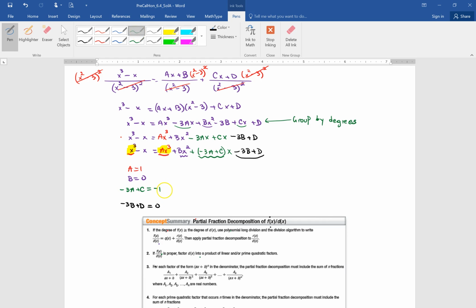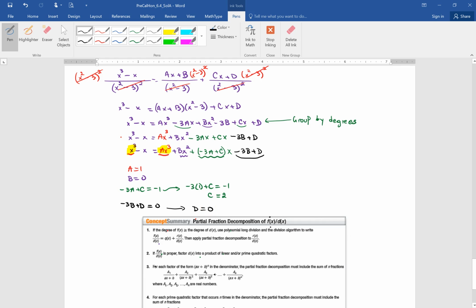Now let's just solve these. What's a? A is 1. So negative 3 times 1 plus c is equal to negative 1. So how much is c? It's more than 1, less than 3. And what's d then? 0. If b is 0, then d is definitely 0.